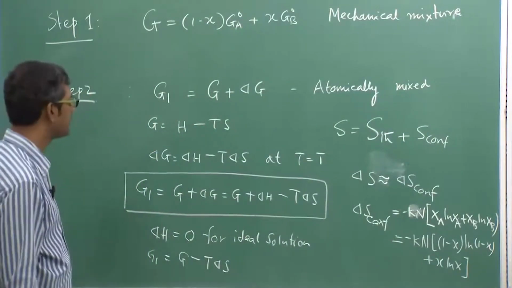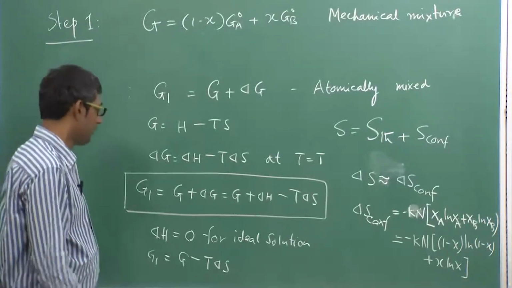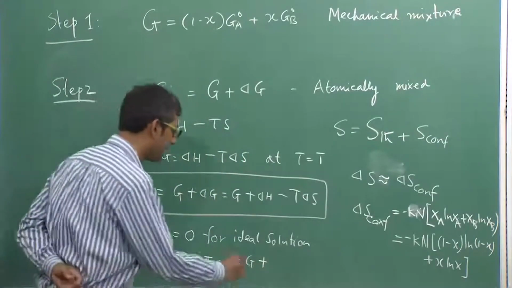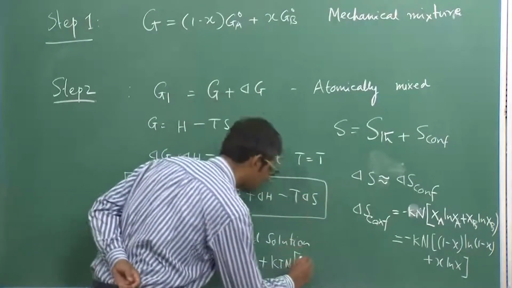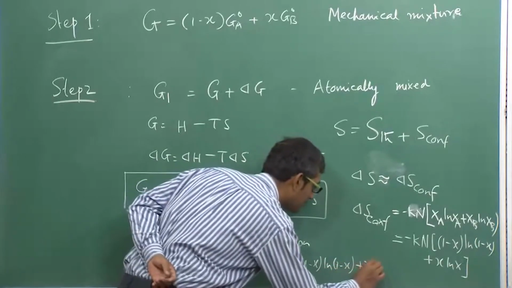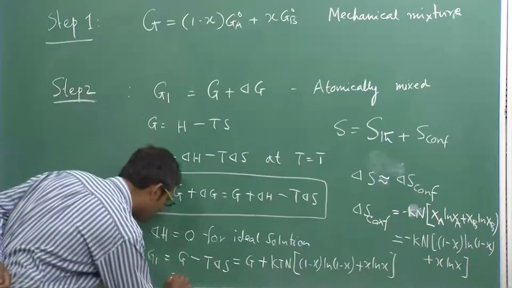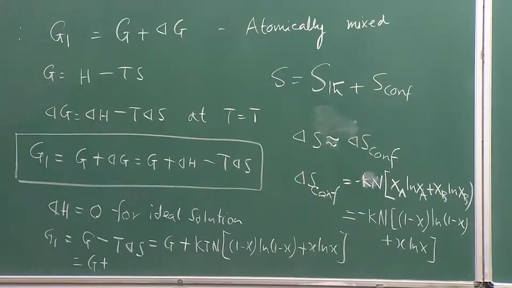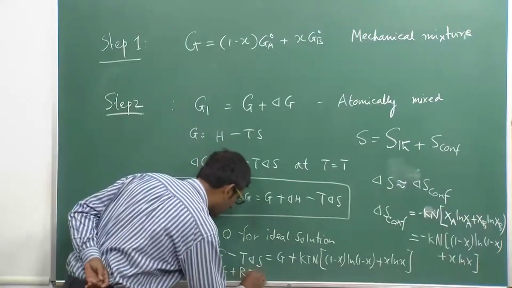I am skipping it because it is in my phase diagram course and is also available in the books. Then I can write that this is nothing but G plus kTN multiplied by that factor, (1 minus x) log of (1 minus x) plus x log of x. And that becomes G plus k and N. If you multiply the Boltzmann constant with the Avogadro number, that becomes the gas constant. Gas constant is what?